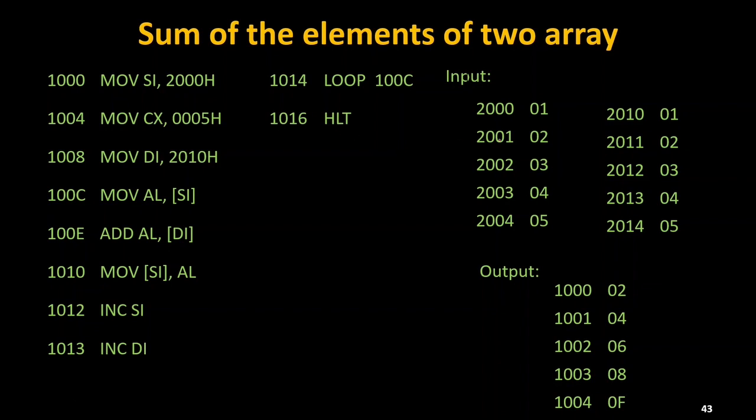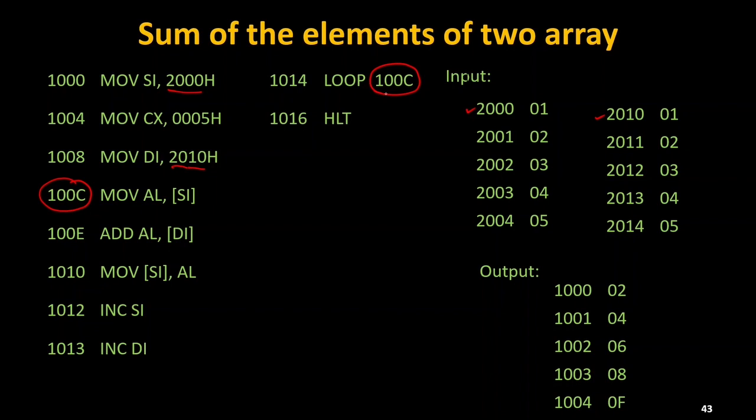We have two arrays which are going to start from 2000 and 2010. So SI should start from 2000 and DI should start from 2010, the same as before. After that, I am moving the elements of SI. This is the memory address which I have to note down to give it here. Instead of using loop 1 in your EMU8086, I can use my 100C memory location.